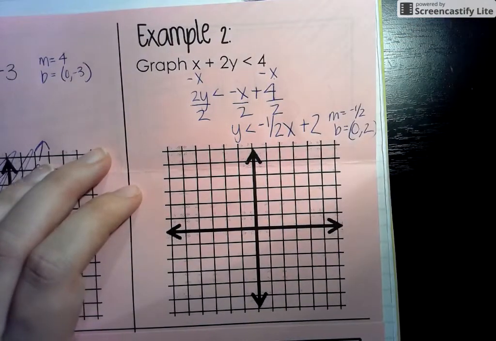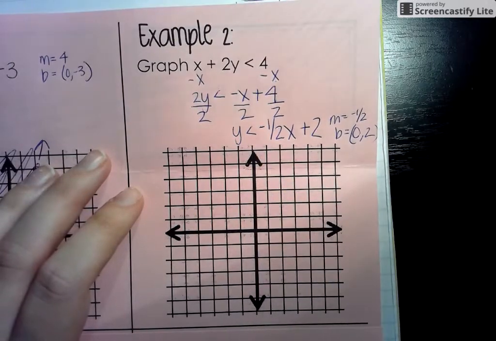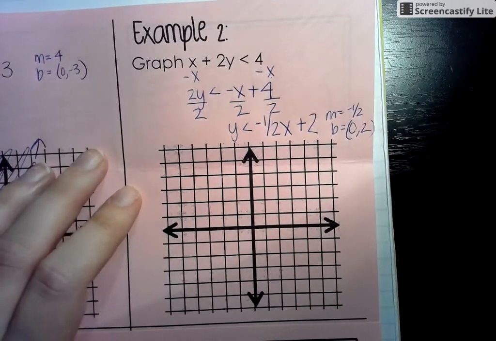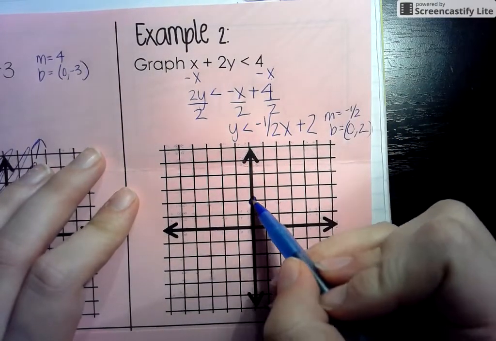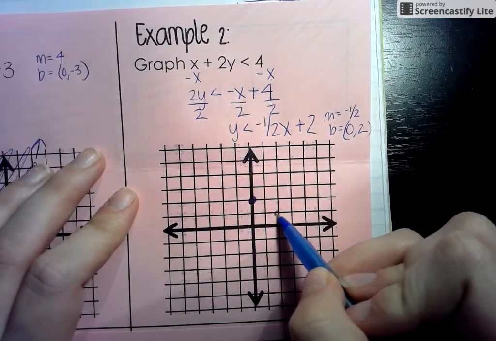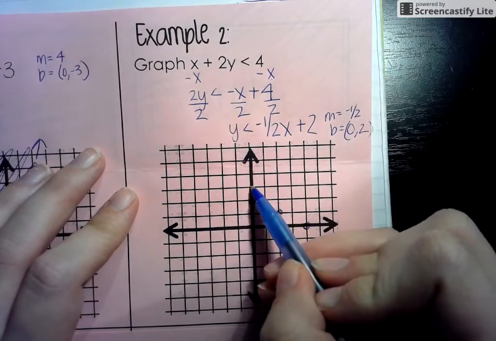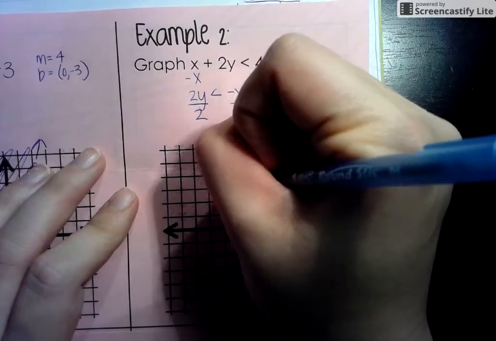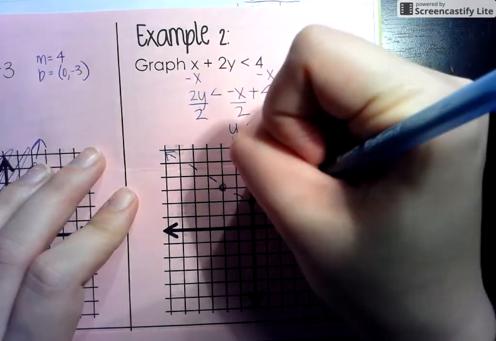So now we can start graphing our line. Notice that it's a less than symbol, so we are going to use a dashed line. So we're going to go up 2. Then we're going to go down 1 to the right 2. Down 1 to the right 2. We also could have gone up 1 and to the left 2. And we're going to draw a dashed line.